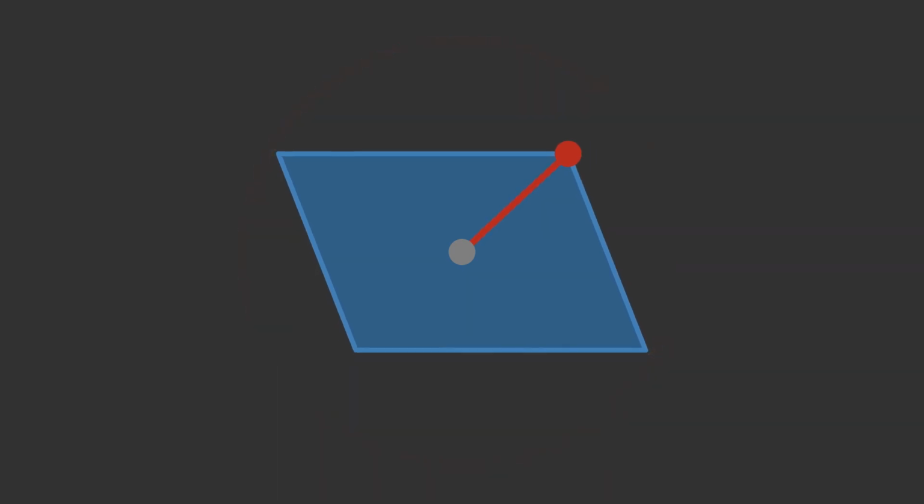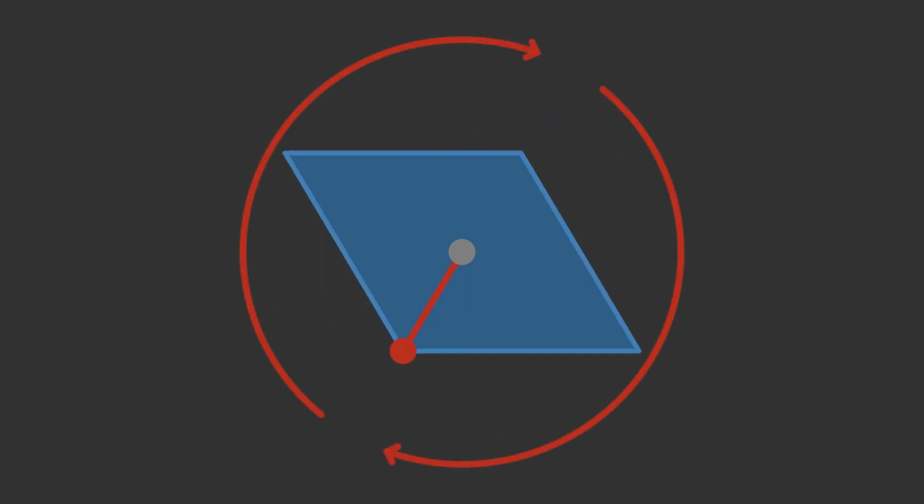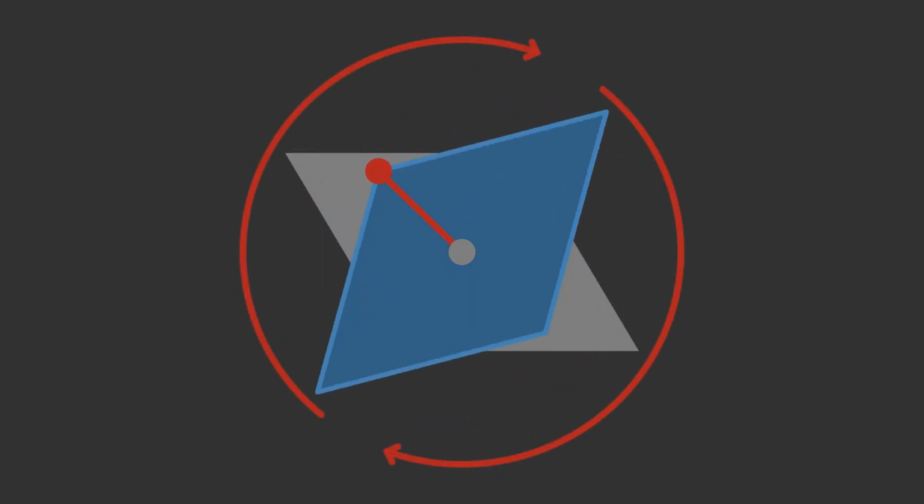A rhombus is a special type of parallelogram that has 4 equal sides. A rhombus has 2 lines of symmetry along its diagonals. A rhombus still has rotational symmetry of order 2, just like a parallelogram.